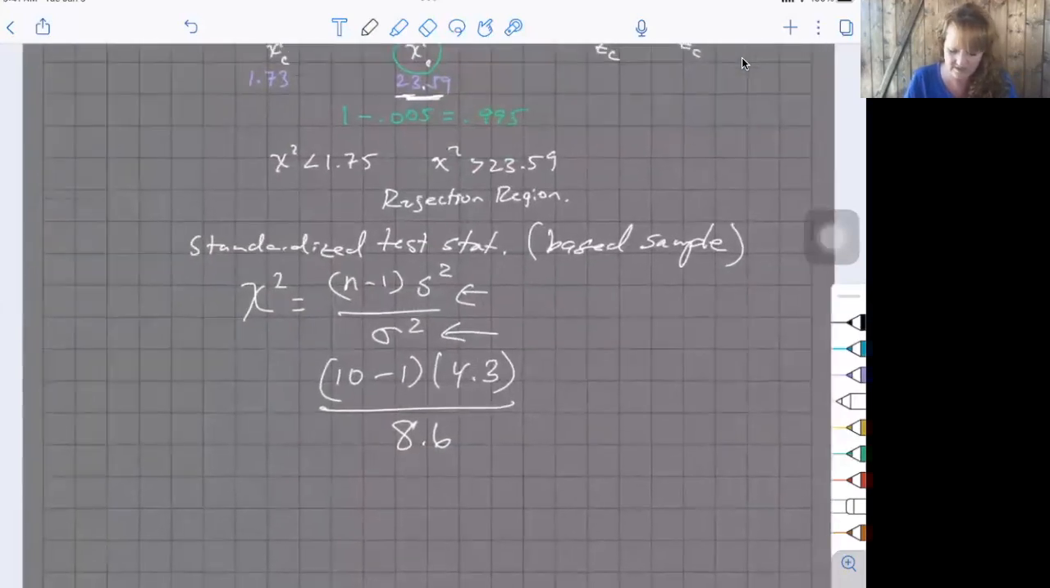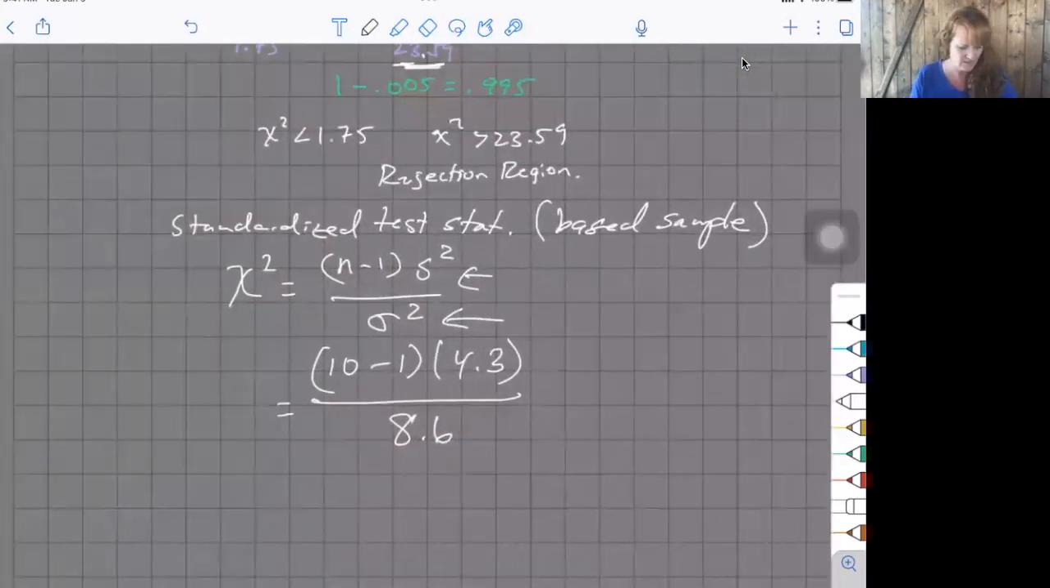All right, once we get this, I'm going to calculate this out. I've got 9 times 4.3, and then I'm going to divide that by 8.6, and I get chi-squared equals 4.5. I've got a line across my calculator, so I just need to check and make sure I was reading that right. Yeah, 4.5. Okay. So this is my standardized test statistic.